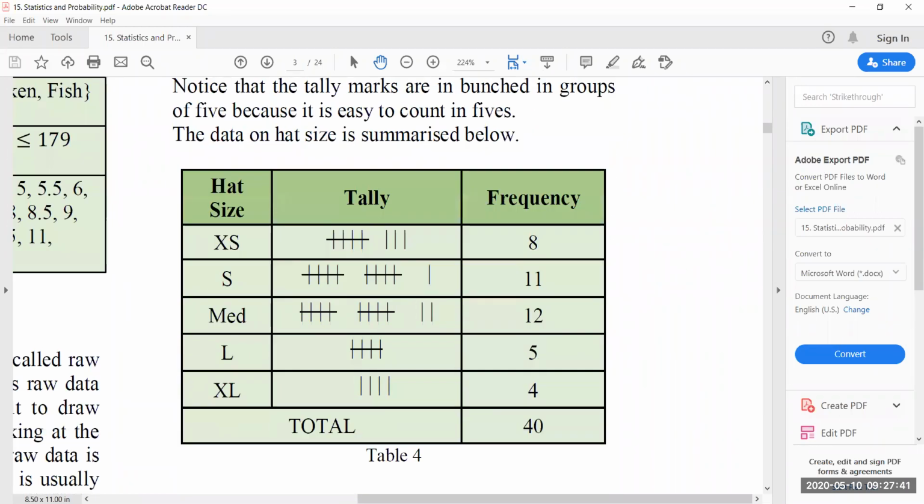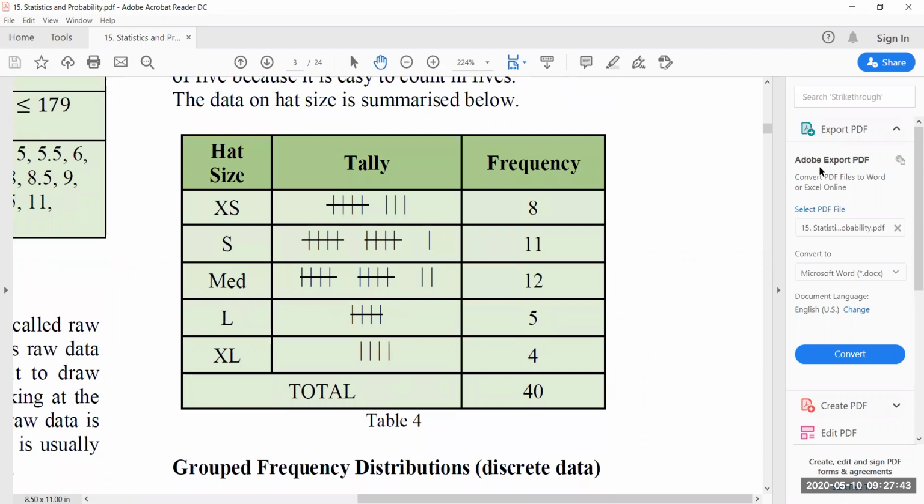Now we can tally this. We can do a tally for either one of them, but in this case, we'll do a tally for the hat sizes. So how many students wanted extra small? 8. And of course, when we are drawing a tally, it's 1, 2, 3, 4 strokes, and the 5th stroke goes across. And then we start a new one. So this represents 5, and 6, 7, 8.